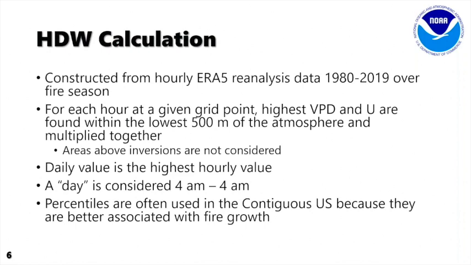Your daily hot, dry, windy value is selected from this hourly value, and it's the highest hourly value. A day is considered from 4 a.m. to 4 a.m. local time, or 12Z to 12Z. On top of this, I also calculated percentiles for each day because they're often used in the contiguous United States and supposedly correlate better to fire growth.